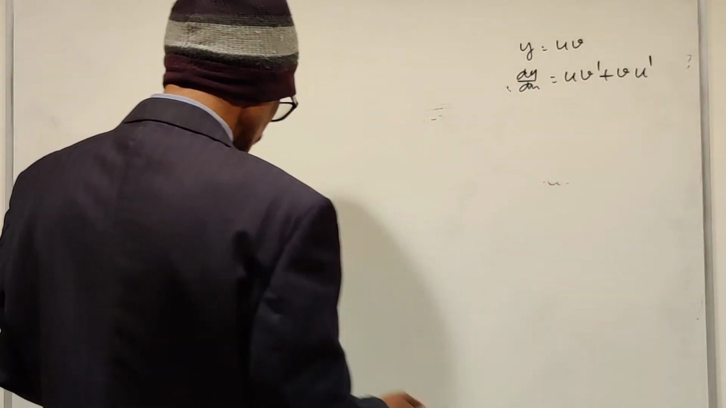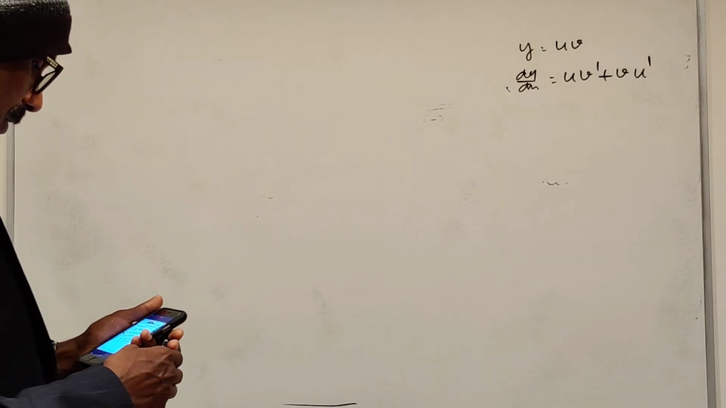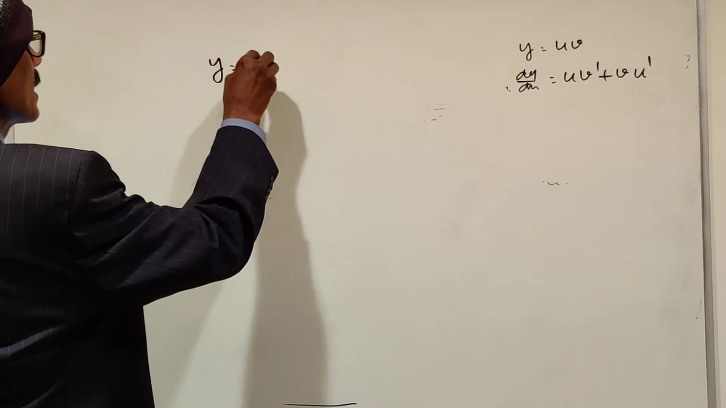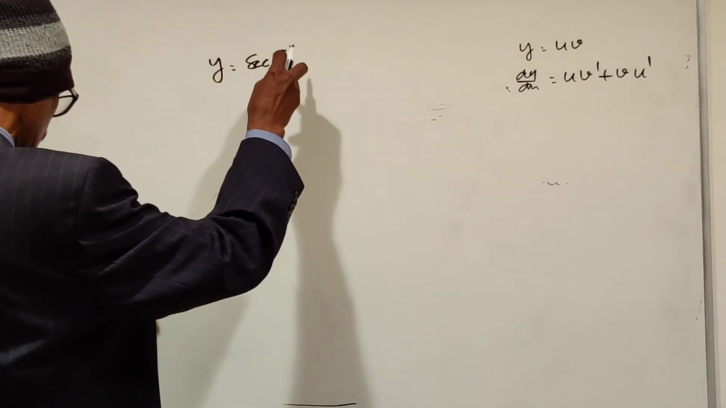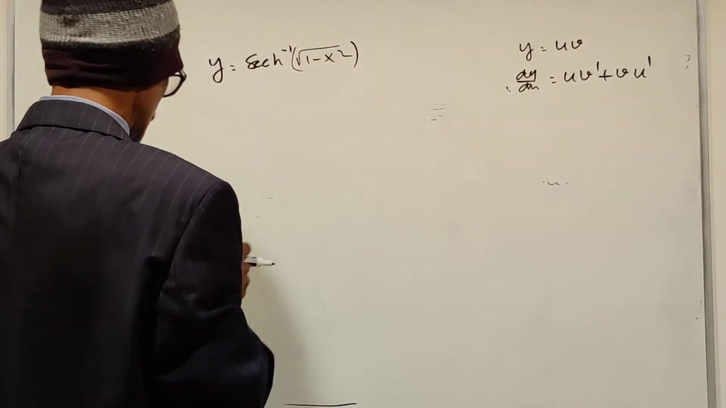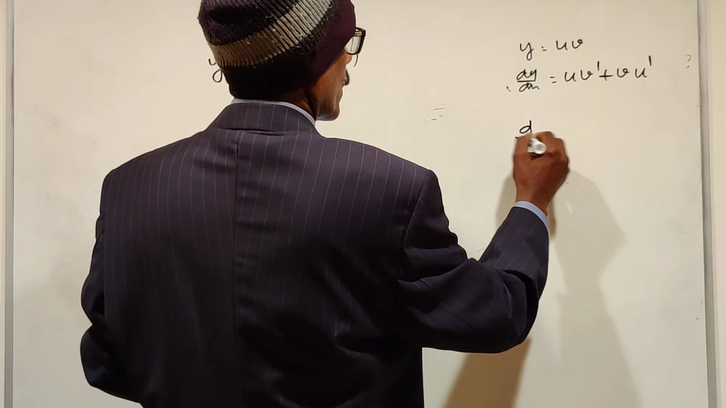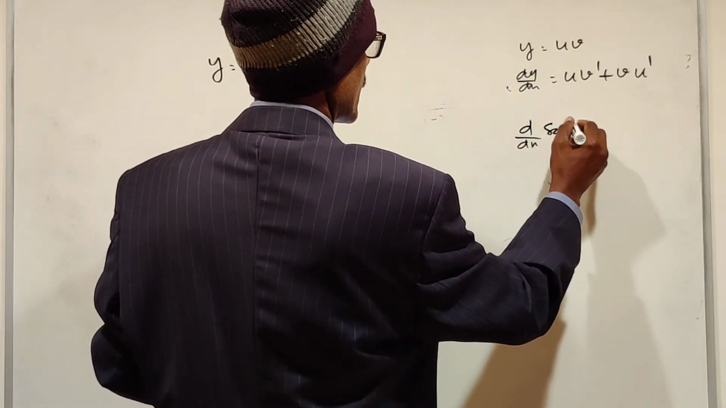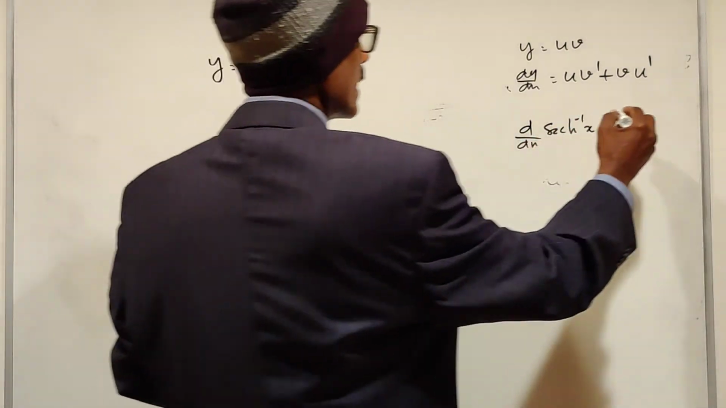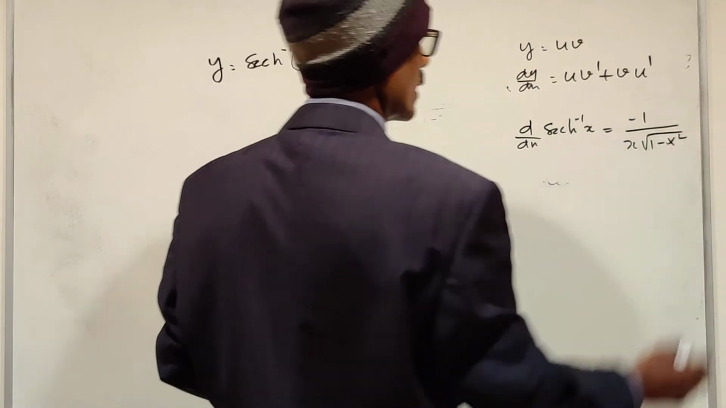Next one. y is equal to sech inverse of square root of 1 minus x square. Okay. So what is the derivative of sech inverse x? This is the formula: minus 1 by x into square root of 1 minus x square. That is the formula.